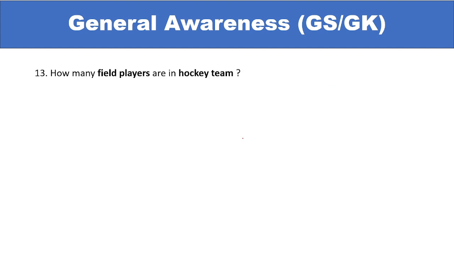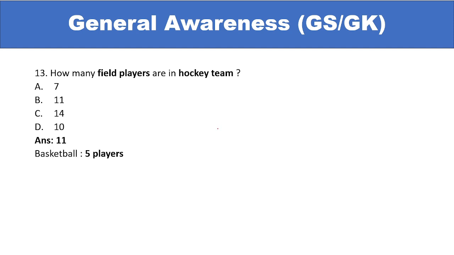Next. How many field players are there in a hockey team? The options are 7, 11, 14, 10. So how many field players are there in a hockey team? And the answer is 11. Cricket we already know is 11.